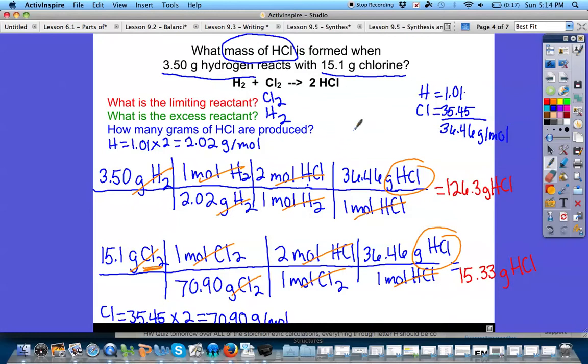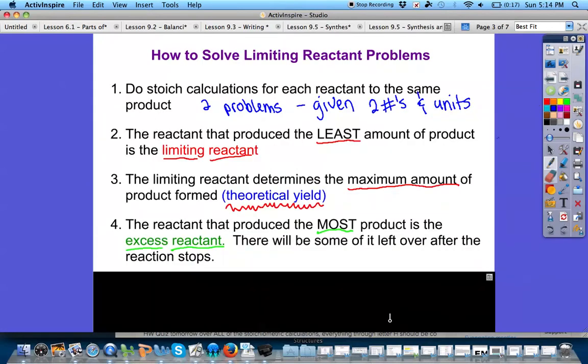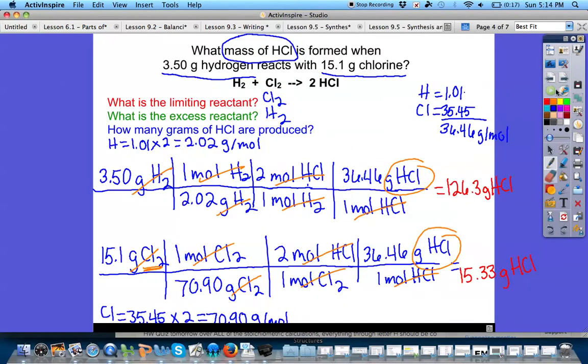So how many grams of hydrochloric acid are produced? Well, we also said that the limiting reactant determines the maximum amount of product formed. So we're going to take the 15.33 grams of hydrochloric acid from chlorine, which is our limiting reactant. Okay.